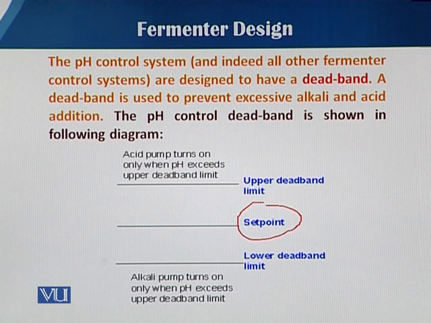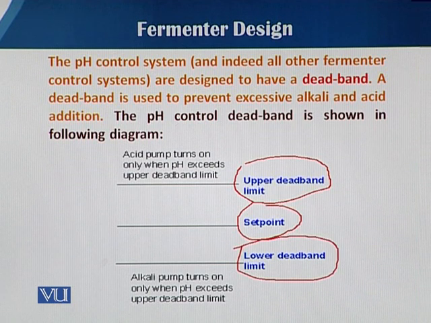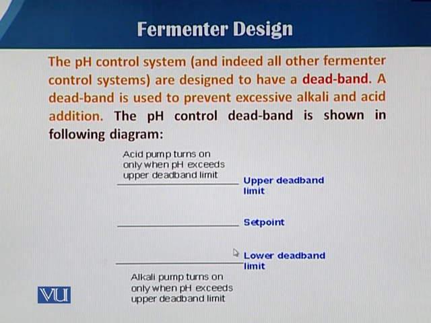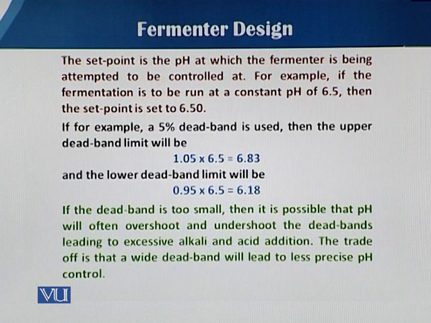So one is the set point, that is the pH we require. The upper limit is known as the upper band, and then there is the lower limit. How can we place the upper band and the lower band? In a later slide, you can see how we decide the upper band and the lower band with respect to the set point. The set point is the pH at which the fermenter is attempted to be controlled. In this example, if the fermentation is to be run at 6.5 pH, then the set point is 6.5. And we want to set a 5% dead band. Dead band means the range in which no pump, either acid or alkali, will be switched on or off. So that 5% is our dead band.